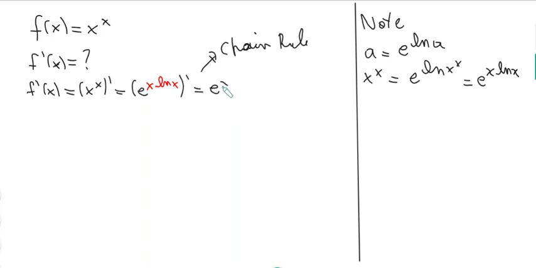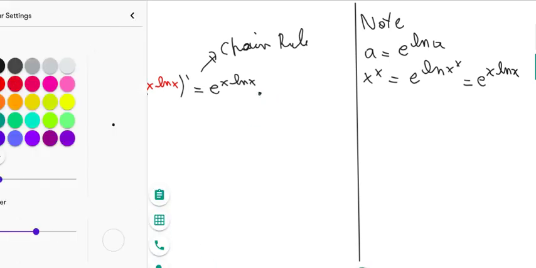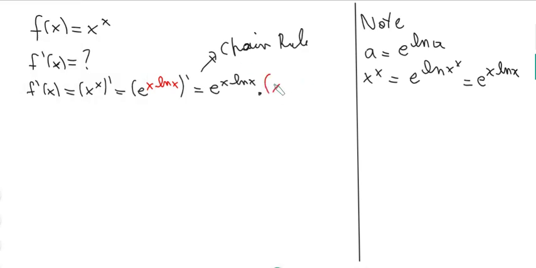So we have the exponential of x ln of x, times the derivative of this product. By the chain rule you derive the outermost function, which is the exponential, and its derivative is itself, and multiply that by the derivative of the innermost function, which is the derivative of this product here. Let's compute this derivative of this product.